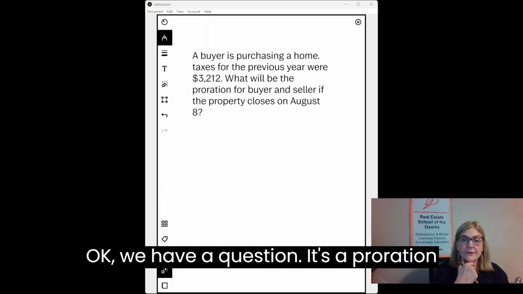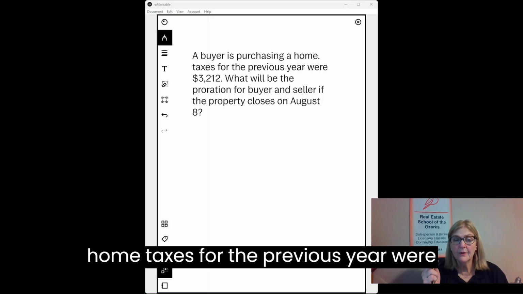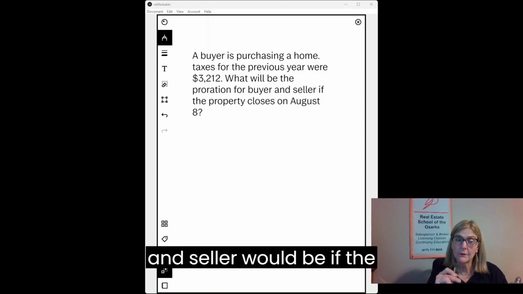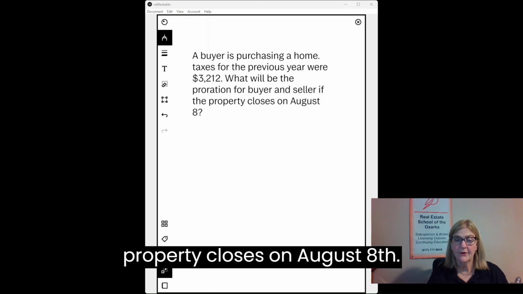Okay, we have a question. It's a proration question. A buyer is purchasing a home. Taxes for the previous year were $3,212. We're looking to see what the proration for buyer and seller would be if the property closes on August 8th.